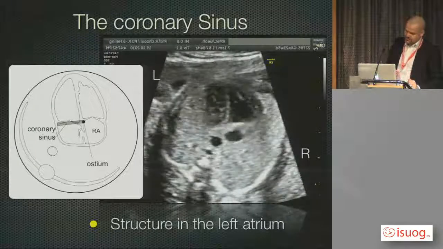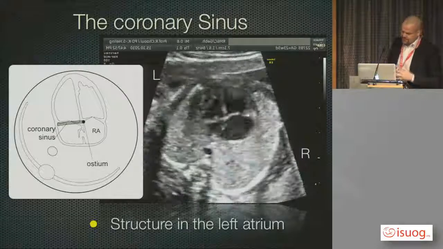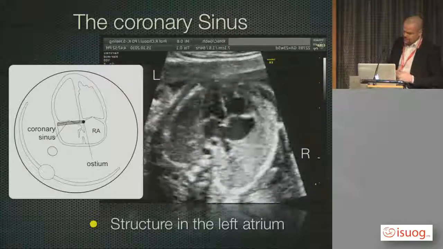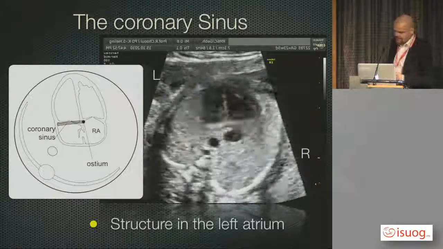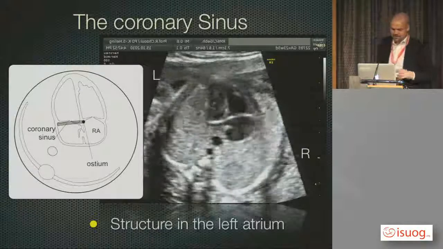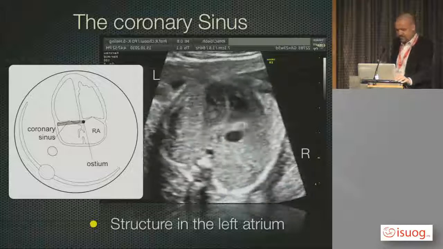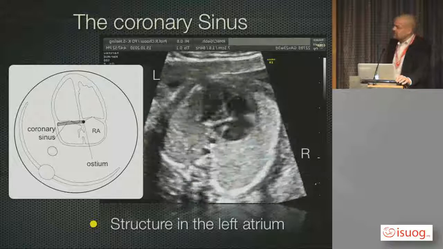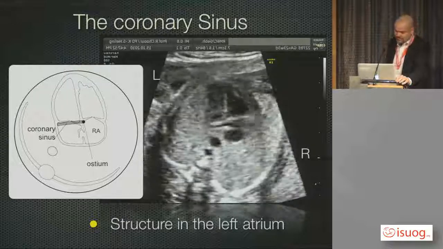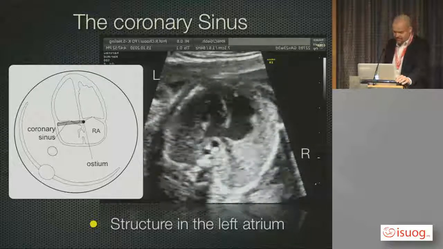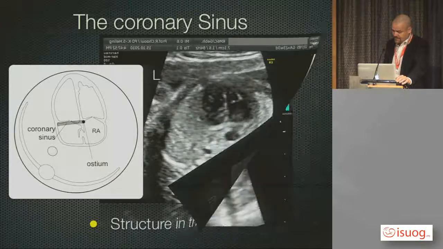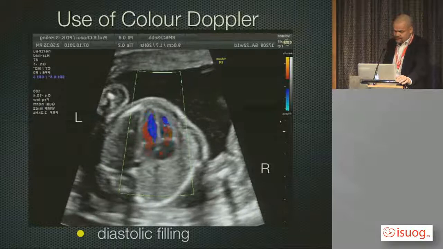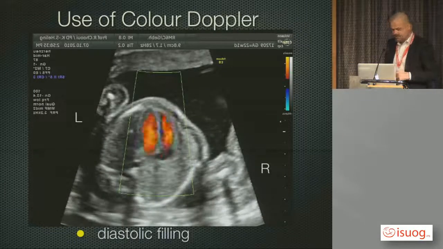It's a normal structure. And sometimes if you have a left persistent superior vena cava, you have an additional vessel going back to the heart, to the sinus coronarius, and then you have a dilated sinus coronarius. Sometimes it looks like an AVSD, and this is one of the major differential diagnoses in AVSD.